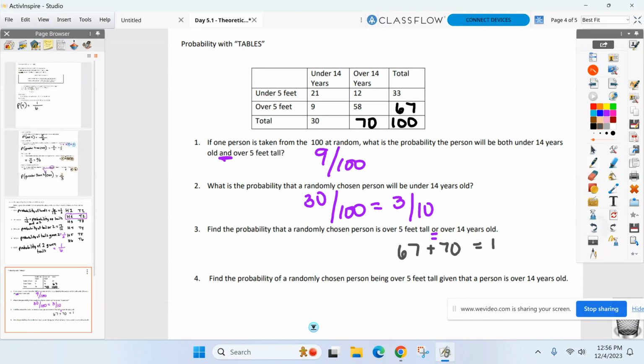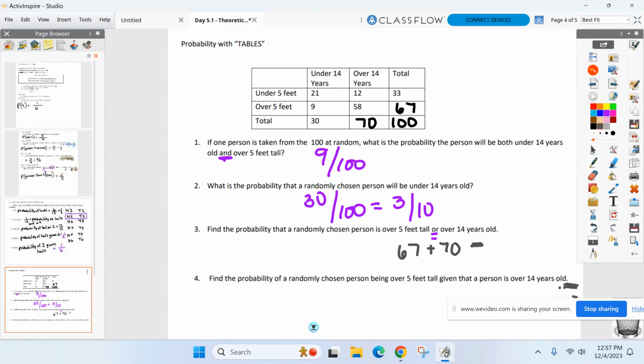And what went wrong? We did everything we asked. I counted people twice. Right? There's people that were over 5 feet and over 14 years old, and I counted them twice. So what I need to do is subtract out the number of people that are both. Everyone understand why I counted them twice? I counted them because they were over 5 feet, and then a second time because they were over 14. So I subtract out what's in common.